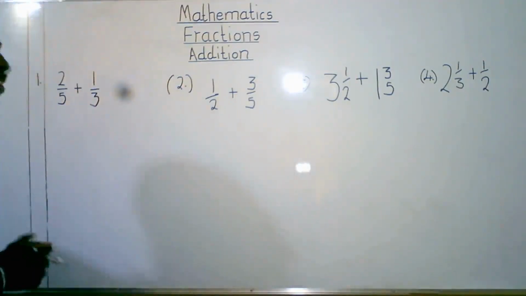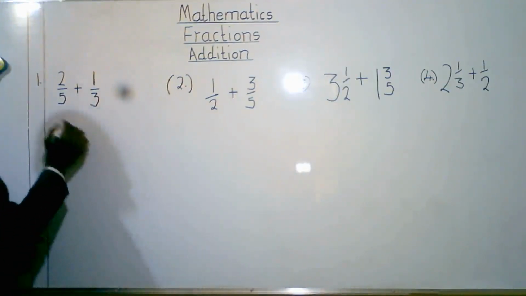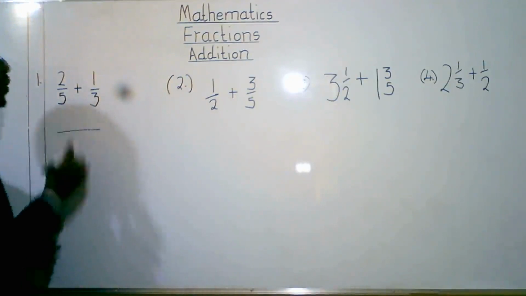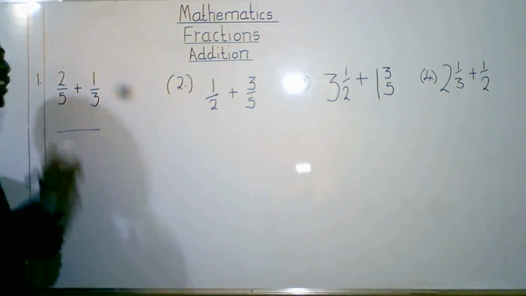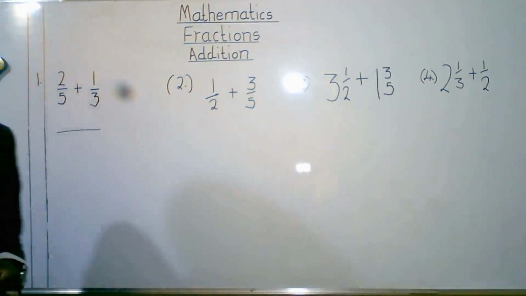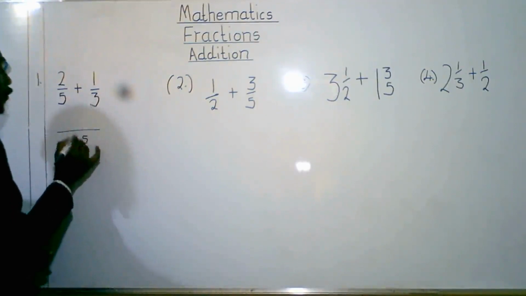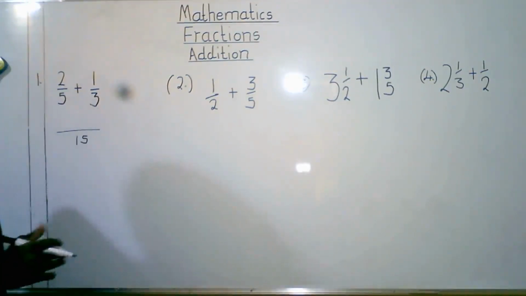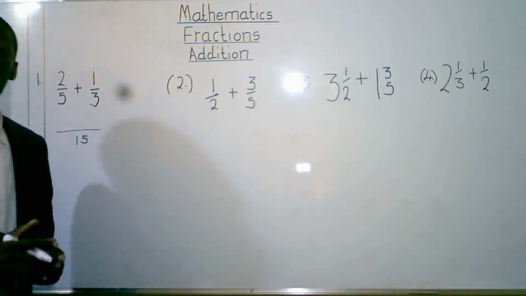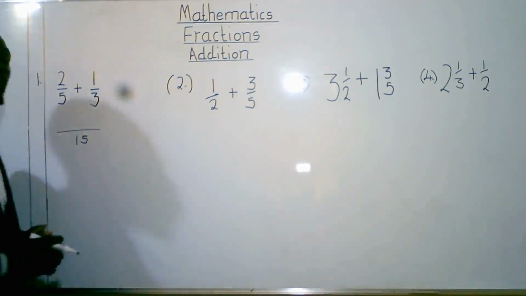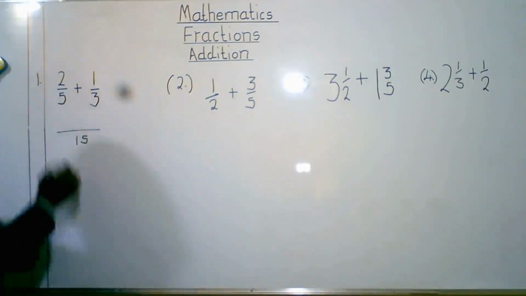When you're asked to add such fractions, what are you supposed to do? You need to look for a common denominator, a common multiple of 5 and 3. The lowest common multiple of 5 and 3 is 15. 5 can go into 15 without leaving a remainder, and 3 can go into 15 without leaving a remainder. 5 into 15 goes in how many times? 3 times.